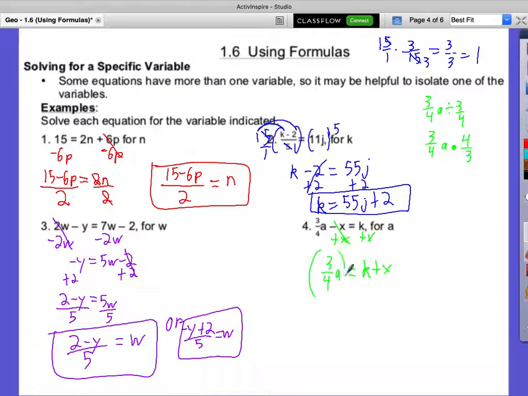So we can multiply both sides by 4/3, the reciprocal. We end up multiplying both sides by 4/3. Please write this down with me. That's what I mean by following along.